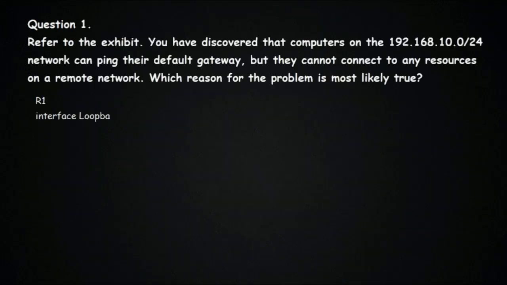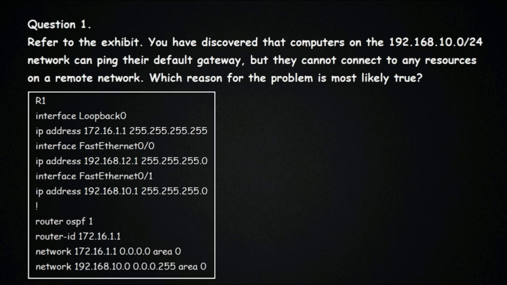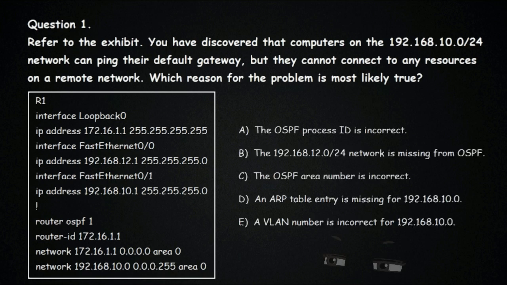Question 1. Refer to the exhibit. You have discovered that computers on the 192.168.10.0/24 network can ping their default gateway, but they cannot connect to any resources on a remote network. Which reason for the problem is most likely true? Options. Answer is B. The 192.168.12.0/24 network is missing from OSPF.